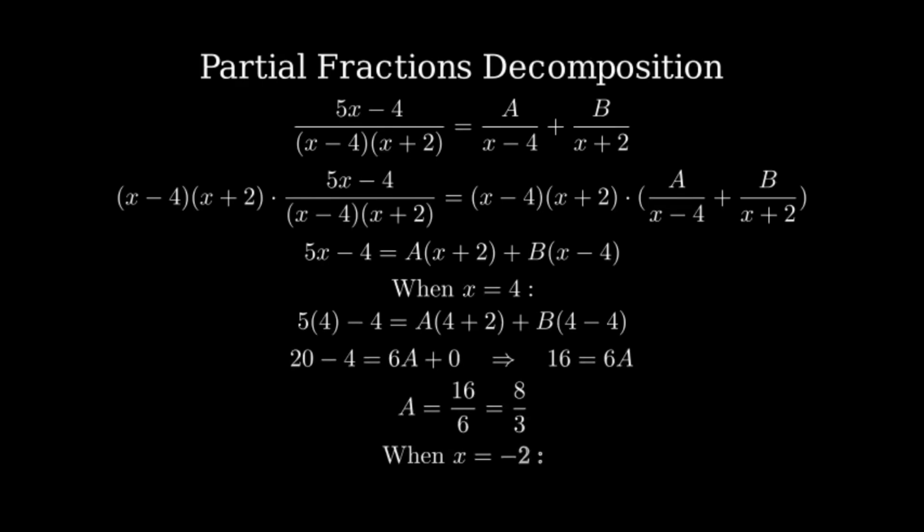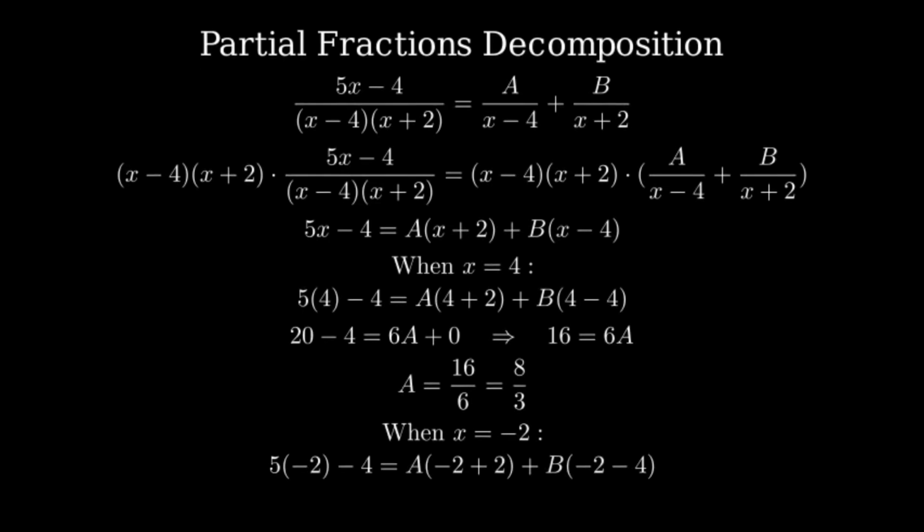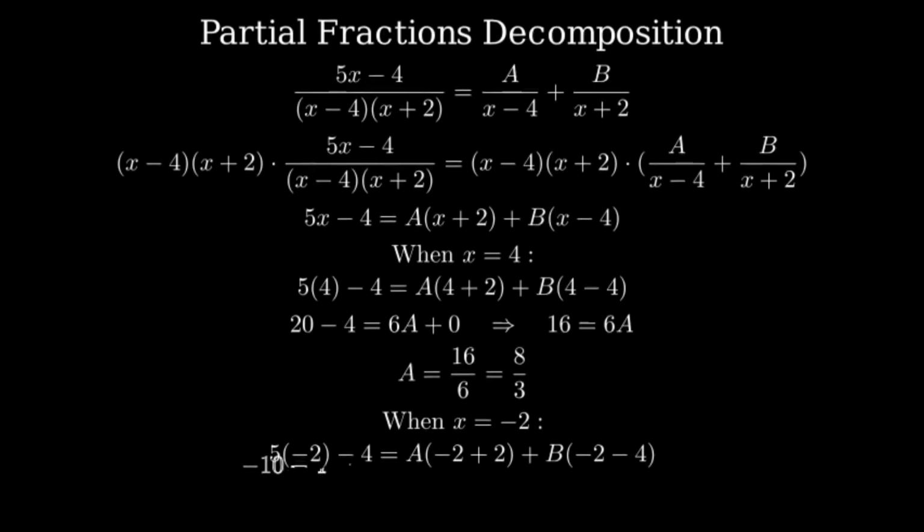Similarly, we can find b by setting x equal to -2. This makes the term with a disappear. Let's substitute x equals -2 into our equation. This simplifies to -10 minus 4 equals 0 plus -6b, or -14 equals -6b. Therefore, b equals -14 over -6, which simplifies to 7/3.